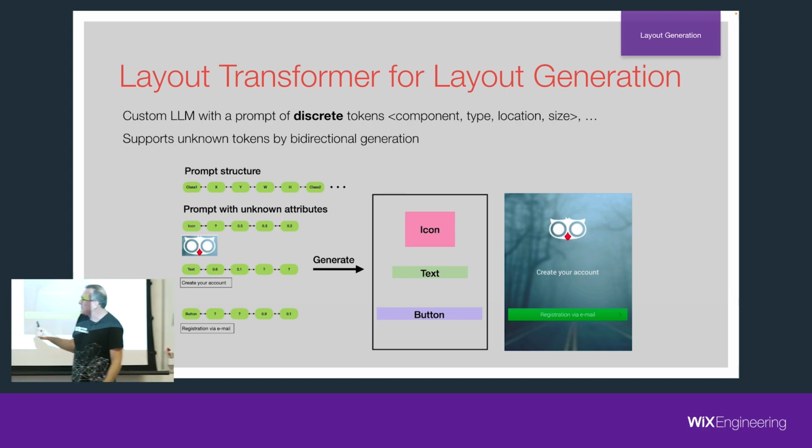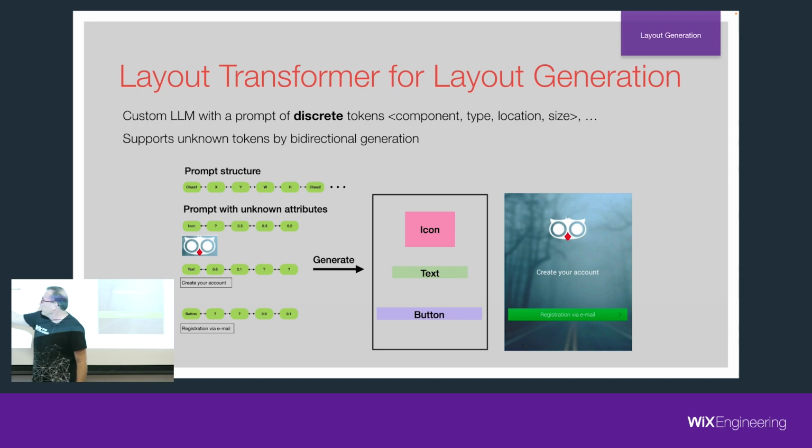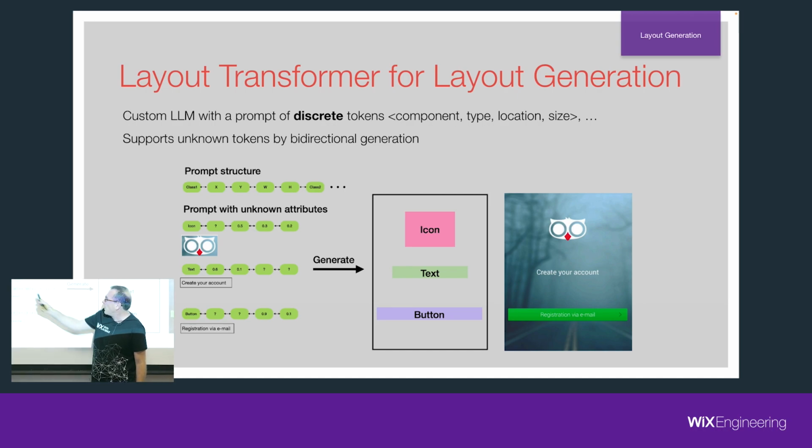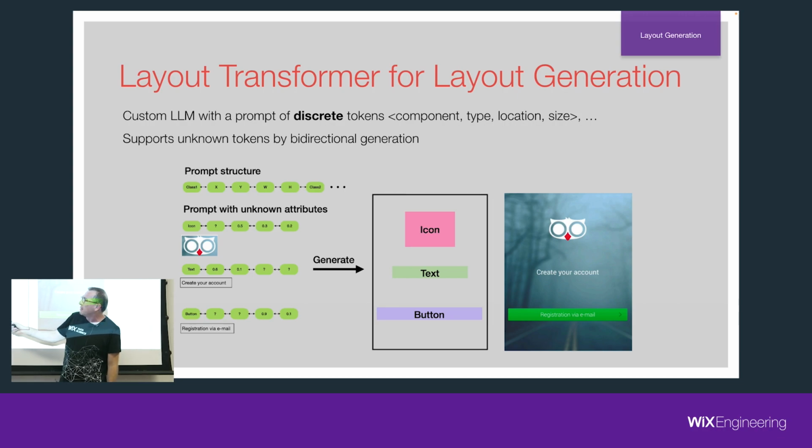Let's go through a specific example. Say we want to generate something that includes an icon, text, and a button. We specify that we have an icon, and we already know its Y position and its size, so the only thing the model needs to determine is its X position, horizontally where to locate the icon. We also want to generate a text component, and here we specify the location of the text component but not the size. And we also want to generate a button. We specify the size of the button, but not the location.